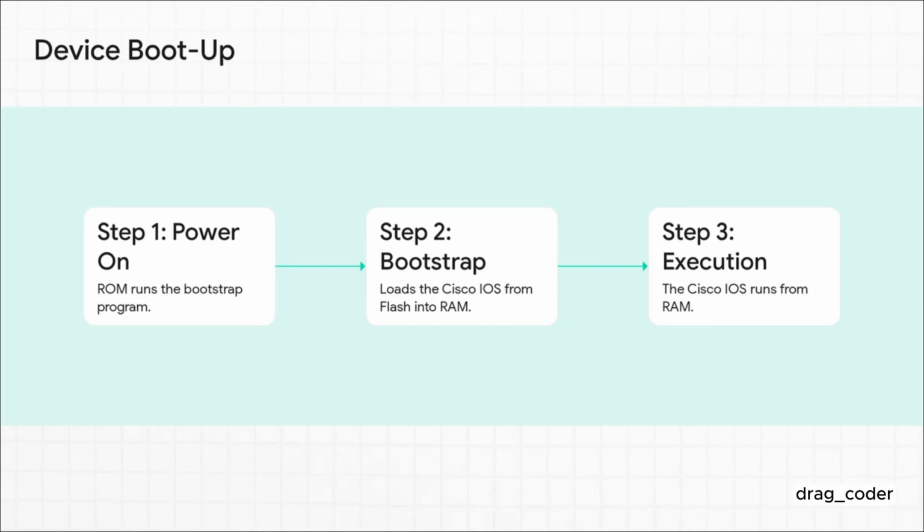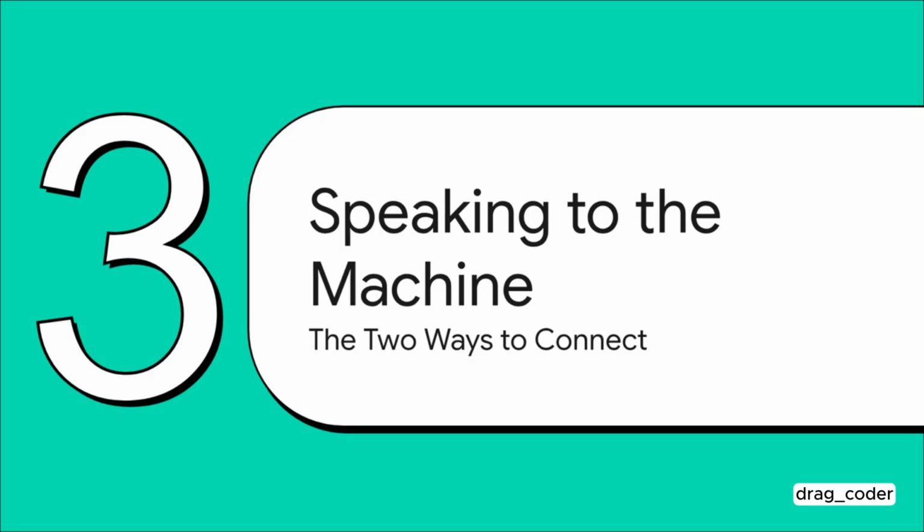So it all comes together in this neat 3-step dance. First, you hit the power, and that little program in ROM kicks in. Second, that program goes and finds the full IOS on the flash drive and loads it up into the fast RAM, and boom, step 3, the IOS is now running live from RAM, and the device is fully awake and ready for your commands.